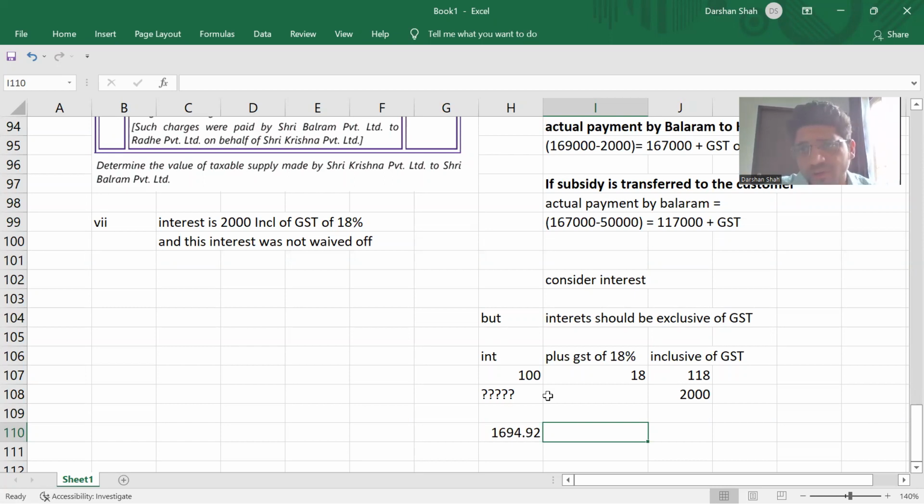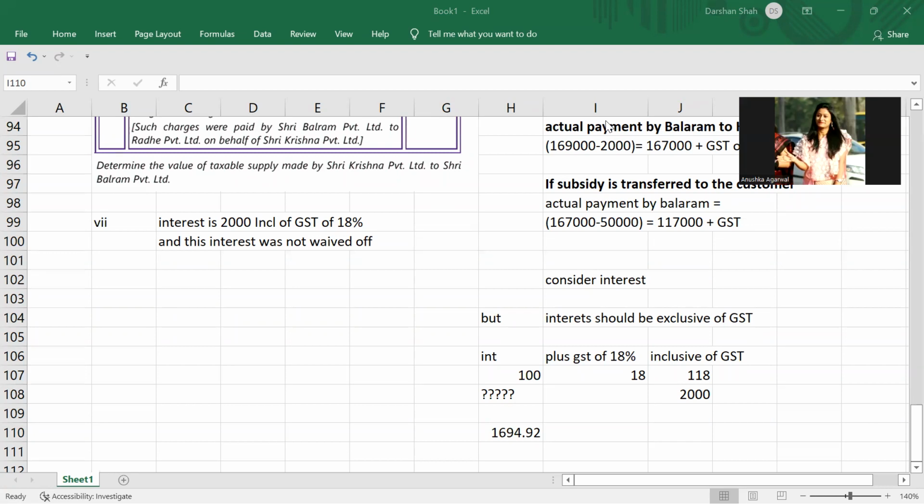This was not part of this question. This was an additional doubt. Have you understood how I calculated 1,694? Anushka, interest will not be 305, that will be GST. Yes, I understood. Okay.